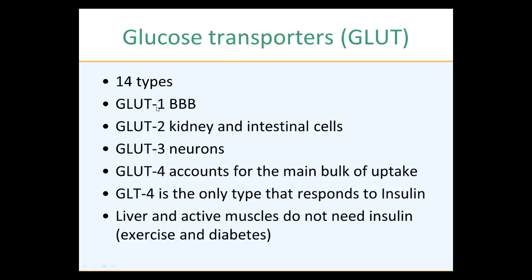GLUT1 is in the blood-brain barrier, and GLUT2 is in the kidney and intestine, also in the pancreas. GLUT4 is my main concern here, because GLUT4 is the only one that is regulated by insulin. It's present in the muscle bulk and in the adipose tissue. Remember that. We're going to see how it's regulated in just a little bit. Sounds good? Okay.